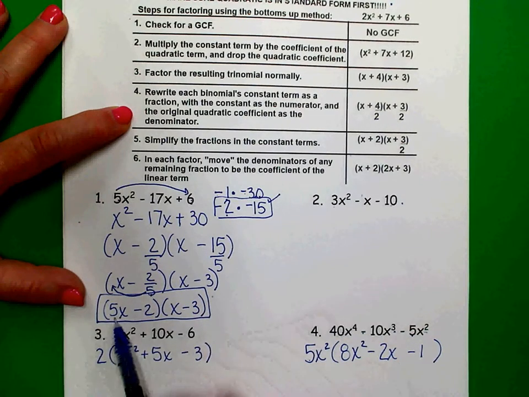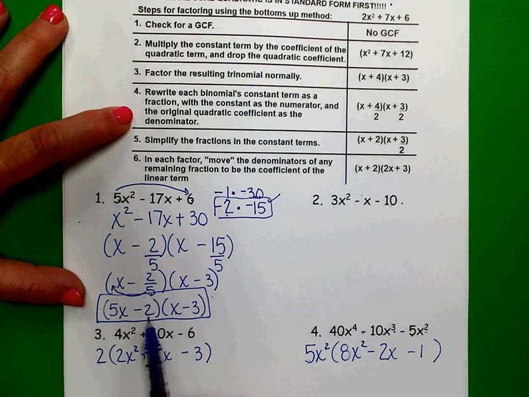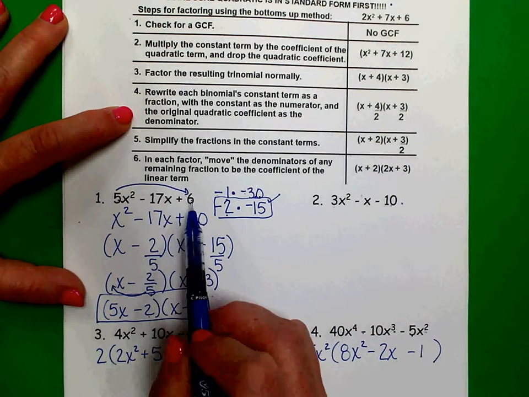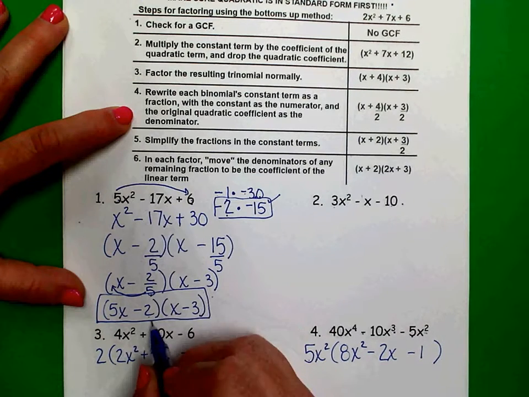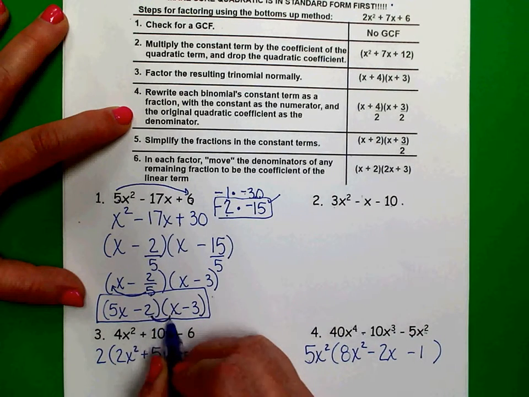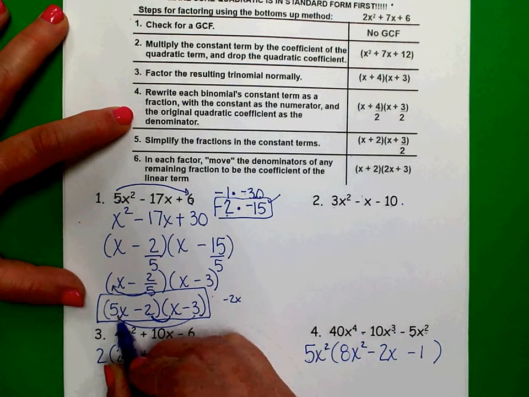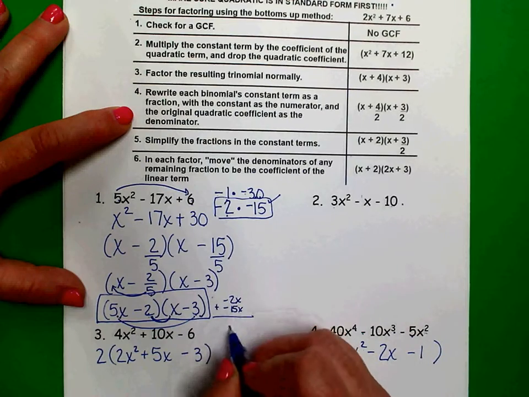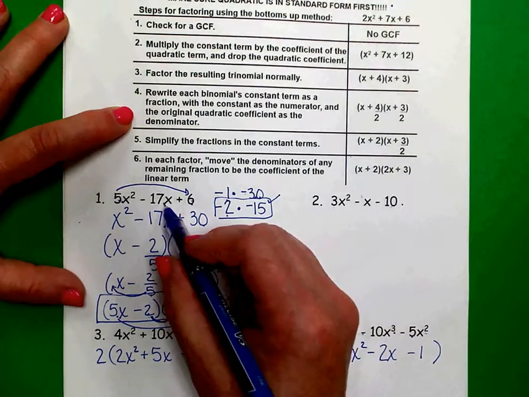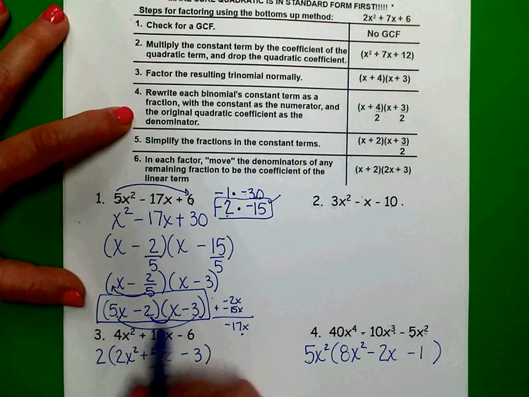5x times 1x is 5x squared. Negative 2 times negative 3 is positive 6. The middle term of negative 17 comes from multiplying these two, negative 2 times x, and these two, 5x times negative 3, and then they have to add up to whatever my middle term is, which is correct. So this is my answer, these two sets of parentheses.